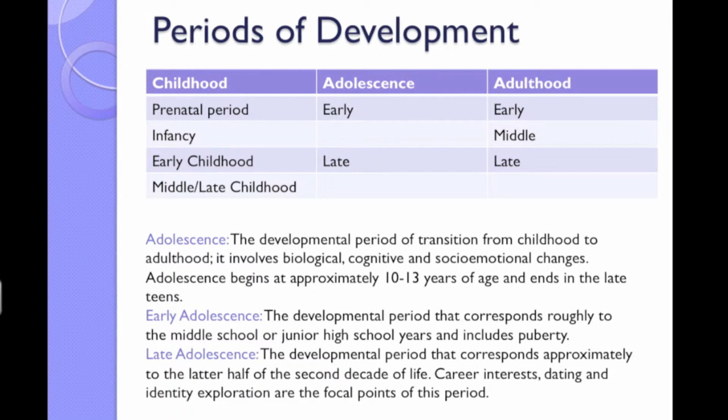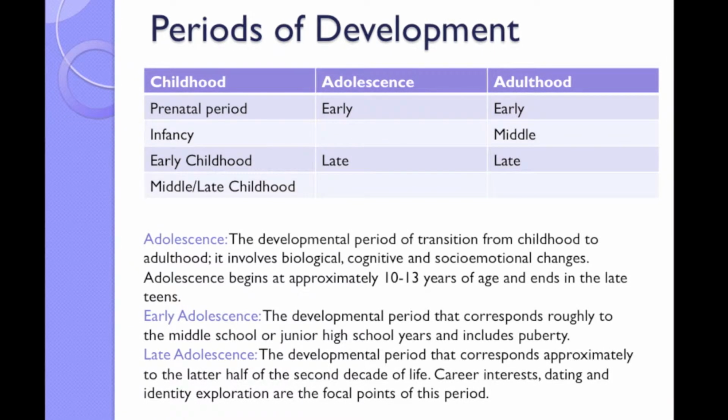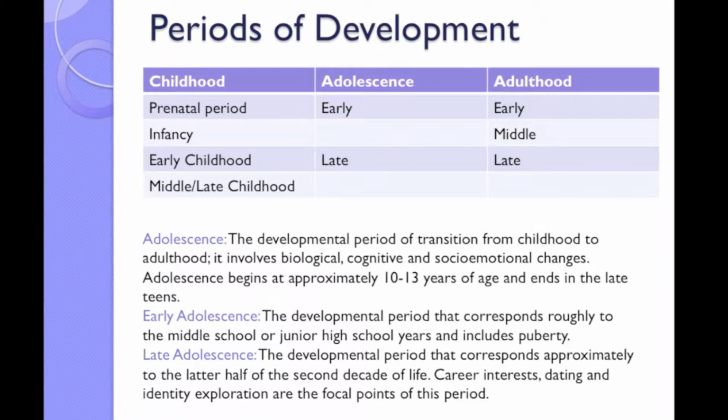Adolescence is the developmental period of transition from childhood to adulthood. Adolescence begins at approximately 10 to 13 years of age and ends somewhere late in the teens. A key task of adolescence is the preparation for adulthood.